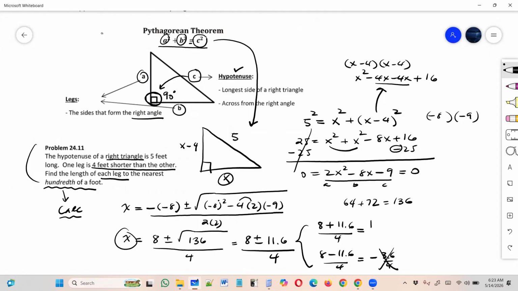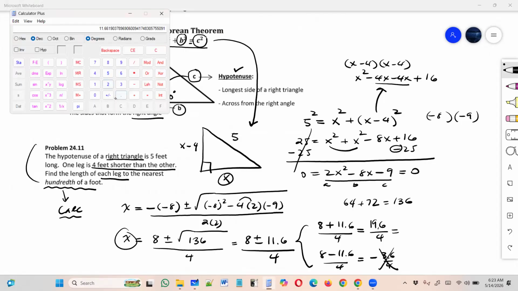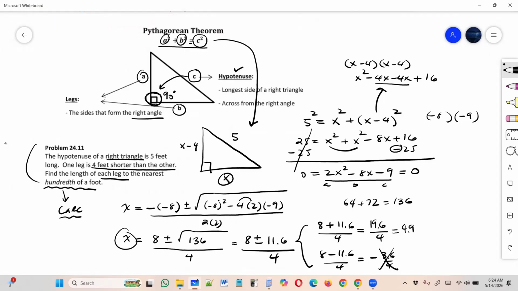So I have 19.6 over 4. And this is 4 point something. Let's find out what it is using one decimal approximation. 19.6 divided by 4. This is my 4.9. Okay, 4.9 approximately. So this is 4.9, that leg of the triangle. And the other leg is 4.9 minus 4, which is 0.9. All right, so this is your triangle.